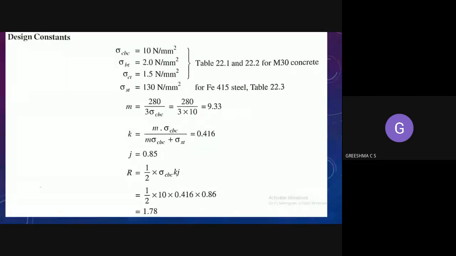Okay, so നമുക്ക് വേണ്ടത് sigma c bc, we need the 4 values, that is sigma cbc, sigma bt, sigma ct and sigma st. So I will tell you how to get all these values.